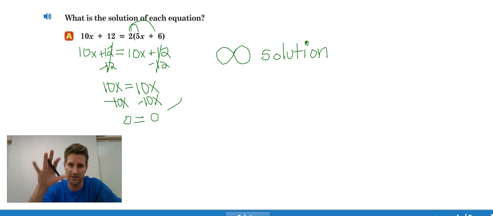You don't actually say the answer is an identity. No, you say the answer is infinite solutions, because it could be any number for x. Fractions, decimals, whatever, negative numbers, it all works. Now let's look at the opposite of that.